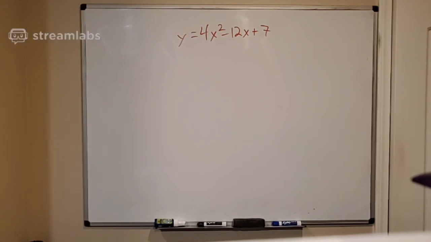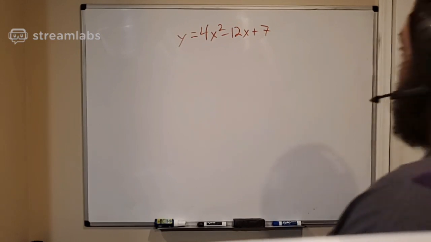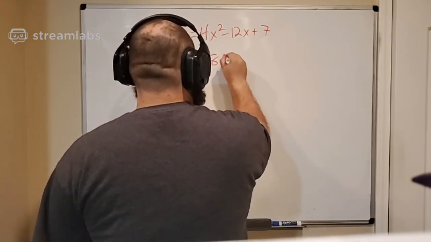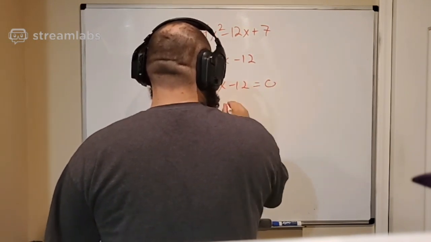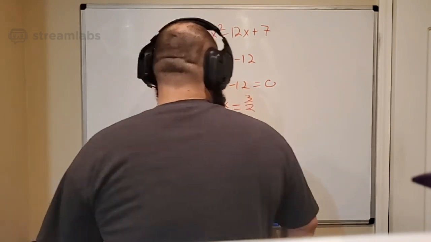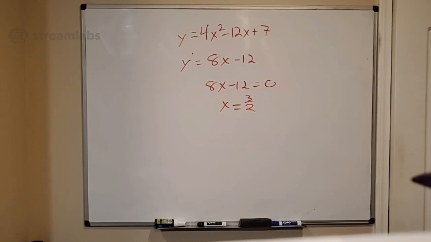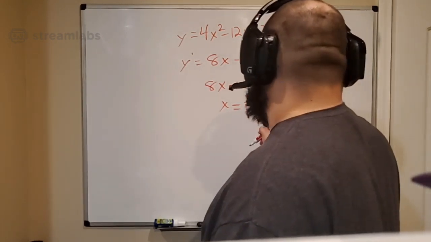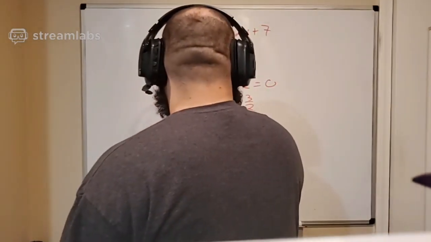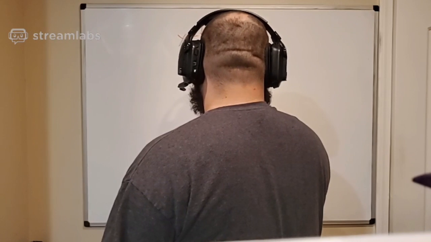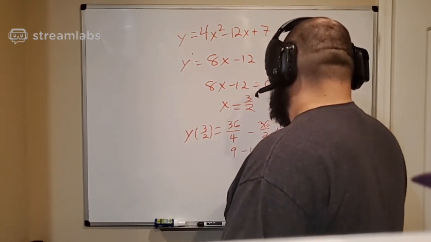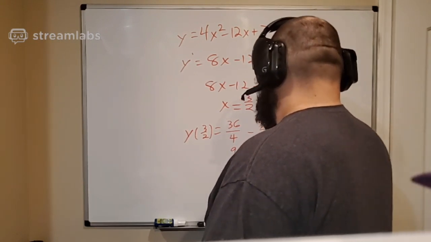Horizontal tangent line. So by far the easiest way to do this is to take the derivative, which is 8x minus 12, set it equal to 0, and you get 3/2. Do they want the actual coordinate, or what do they ask for? Find the coordinates of the vertex. So we need the y value. So just plug your 3/2 back in up here. Remember, you do get a scientific calculator, not graphing, so it can do that for you as well. So y of 3/2 is 36 over 4 minus 36 over 2 plus 7. 9 minus 18 plus 7. That's 16, so -2. So 3/2, -2. And done.